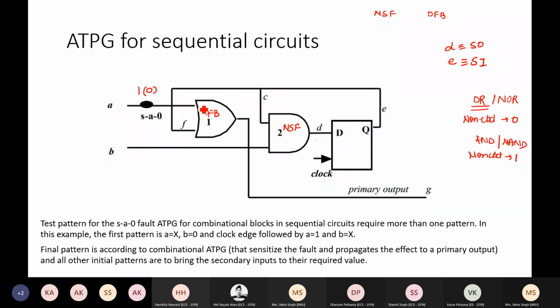Right, now here what I need is F equal to 0. Do not read what is written below this, just understand, then you will understand what is written below it. So now, if I want this fault to be propagated, to be observed at the primary output, I want F equal to 0.